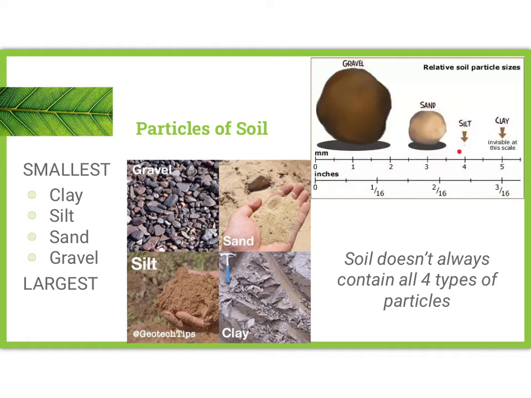So next up was silt, a little bit larger. Sand is quite a bit larger. You can actually see a grain of sand. And then gravel, of course, has varying particle sizes. Soil doesn't always contain all 4 types of particles, but it has some combination of these 4.